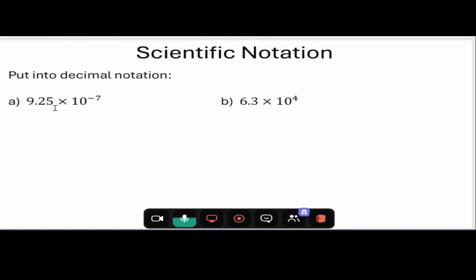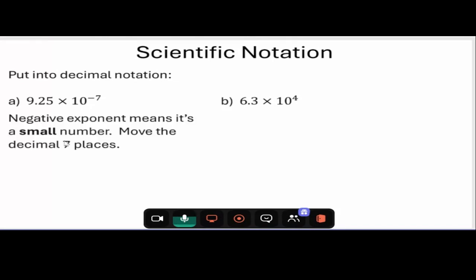Well, if I move this to the right, I'm making a bigger number. I need to move it to the left to make a smaller number. So move the decimal left 7 places like so. The decimal was after the 9, right? See that there? The decimal was after the 9, and I moved it 1, 2, 3, 4, 5, 6, 7 spots, adding in the zeros as necessary.